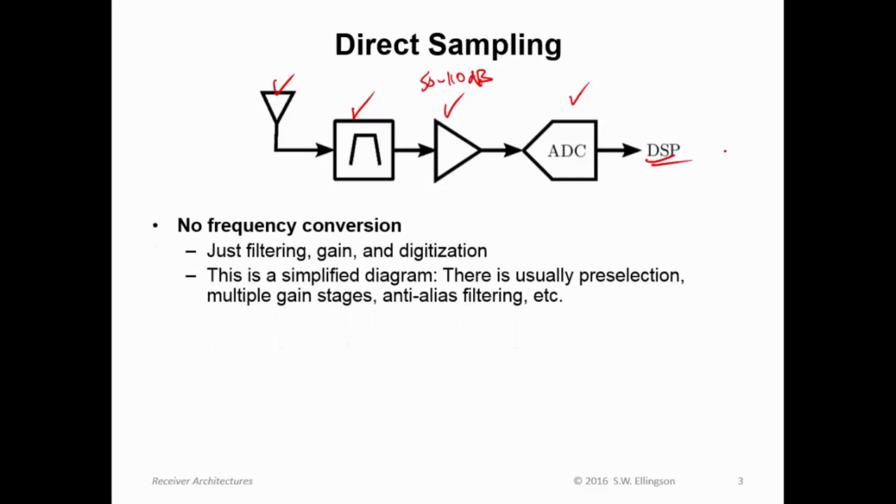So here there's no frequency conversion. There is just filtering, that is selectivity, gain, that 50 to 110 dB that it takes to get from a typical signal level up to the level that an A to D can productively digitize, and then the digitization itself. Now note this is a simplified diagram. Usually there's several filters, one doing pre-selection, there's multiple gain stages, there's anti-alias filtering separate from the pre-selection and so on. But there is only filtering and gain and not frequency conversion.